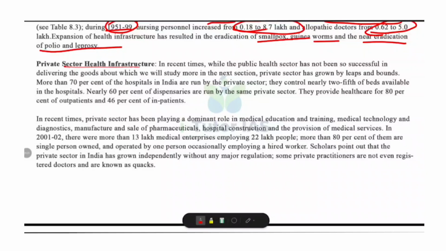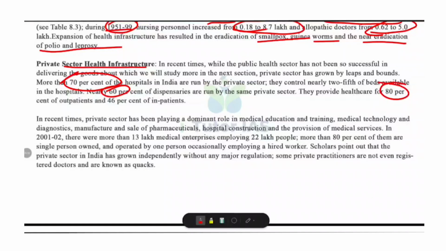Now, private sector health infrastructure. In India, the private sector, that is hospitals, clinics, labs, pharmacies, etc., run by individuals or private companies, has become very powerful in the health system. More than 70% of hospitals are run by private owners. They control about 40% of all hospital beds. Nearly 60% of dispensaries belong to the private sector. They provide care to 80% of outpatients.